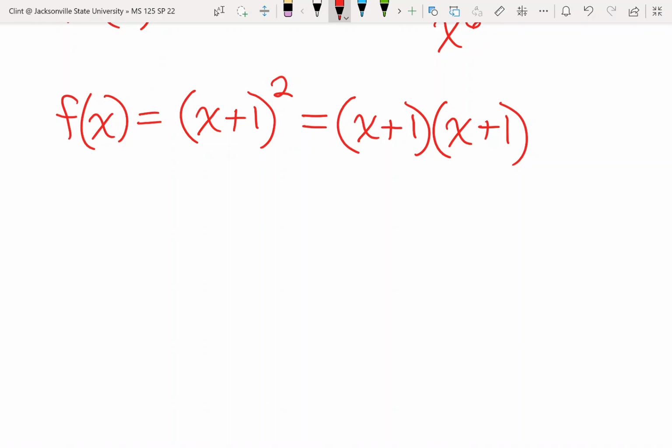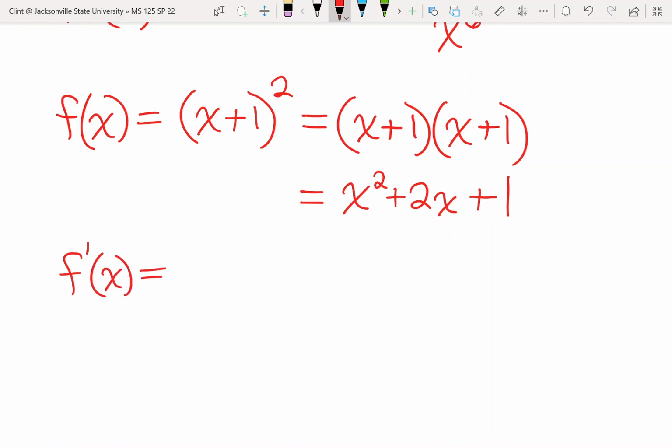What could we do? Yeah, we can multiply it out. Just multiply it out. You do FOIL and then combine like terms, get x squared plus 2x plus 1. And then what would our derivative be? We'd have 2x, and then the derivative of the 2x part, plus 2. The derivative of the 1 part, that's constant, so it's just 0. So there's our derivative, 2x plus 2.